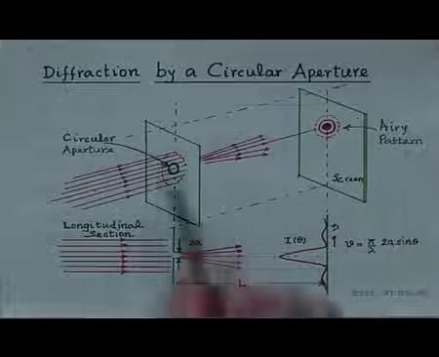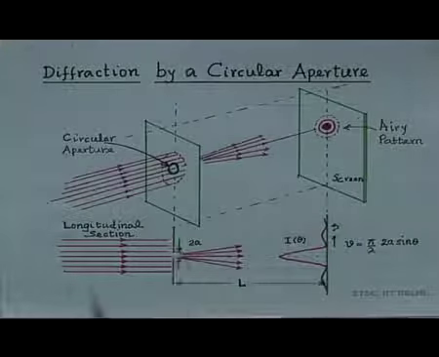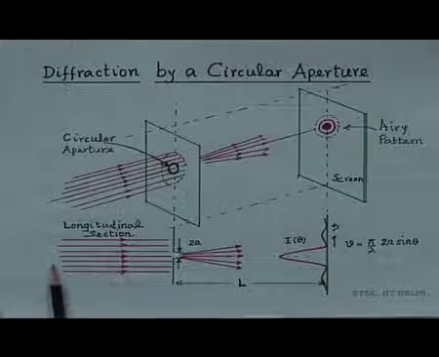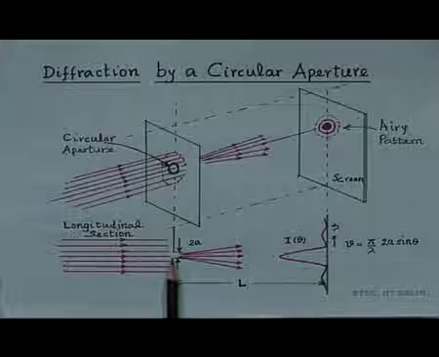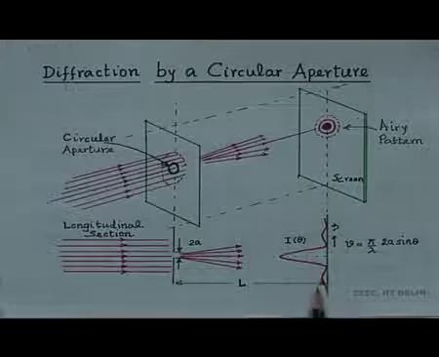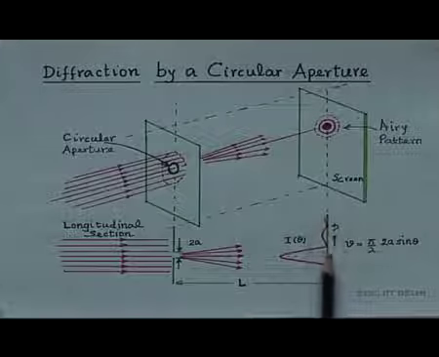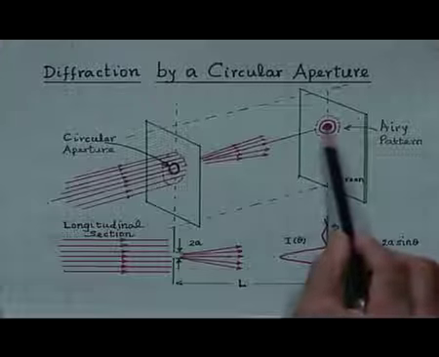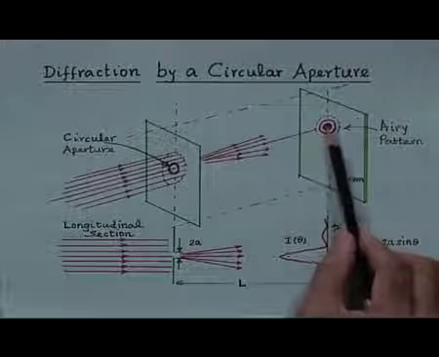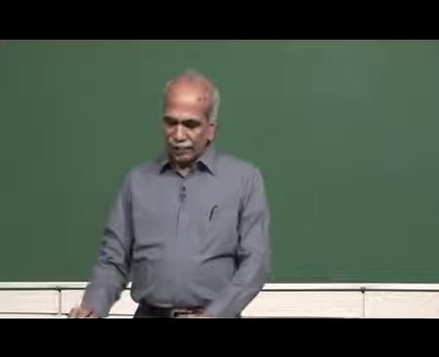If you take a longitudinal cross section of this apparatus, it would look like this: parallel light incident on the circular aperture, and on the screen we have an intensity distribution like this. This portion of the intensity distribution represents the central disk, which is called the Airy disk. Now, let me show the diagram more clearly, the Airy pattern.